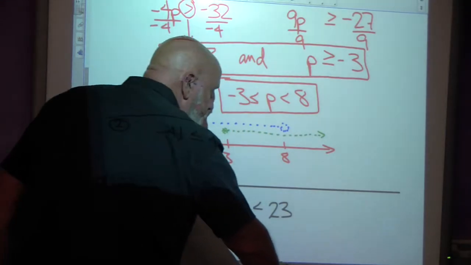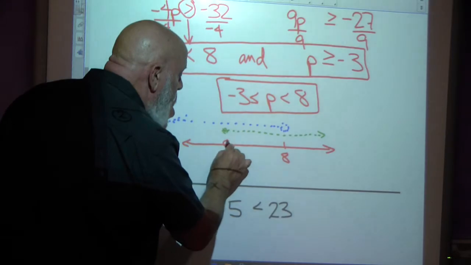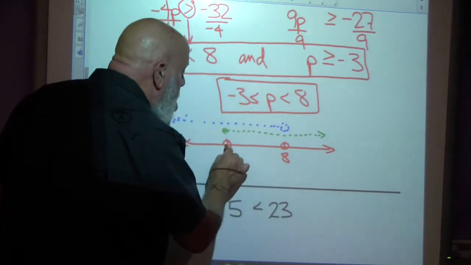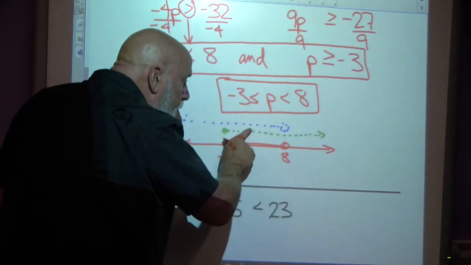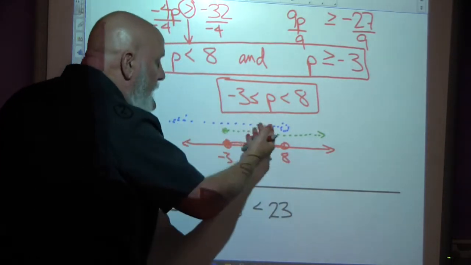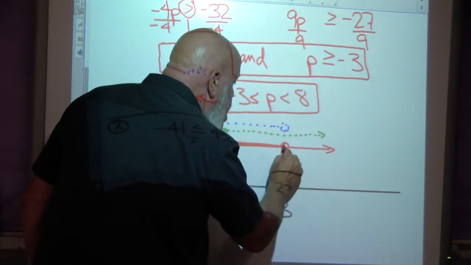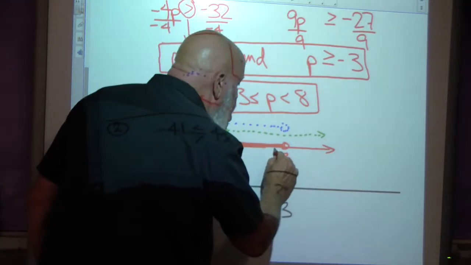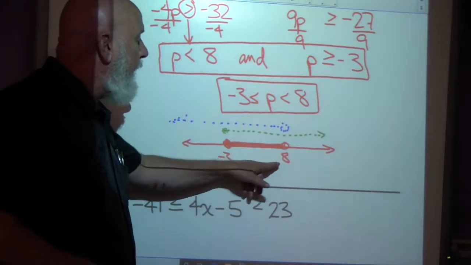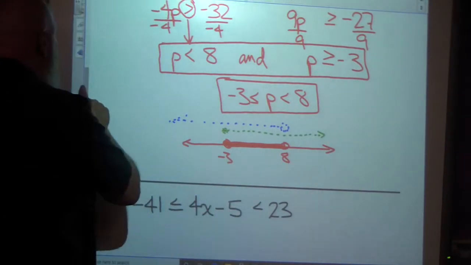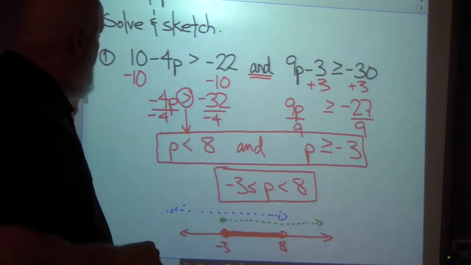And I think, hopefully, you can see where I'm going to overlap them. They'll overlap right here and here. This will be filled in. Everything in between here is where they overlap. See how they overlap? That's where they're both true. Both of these inequalities are true in this region, this interval between negative 3 and 8. Every value between negative 3 and 8 will make both of these inequalities true. That's an and statement. It's called a conjunction. Okay?